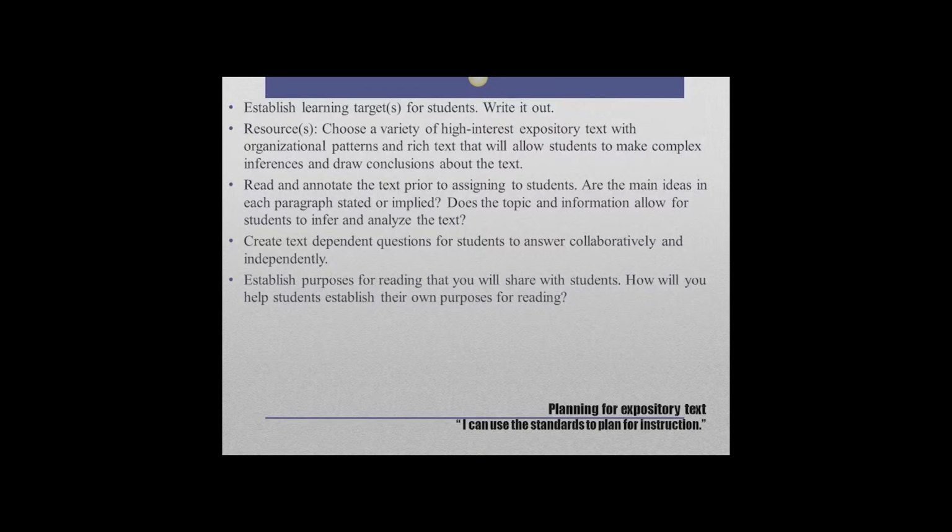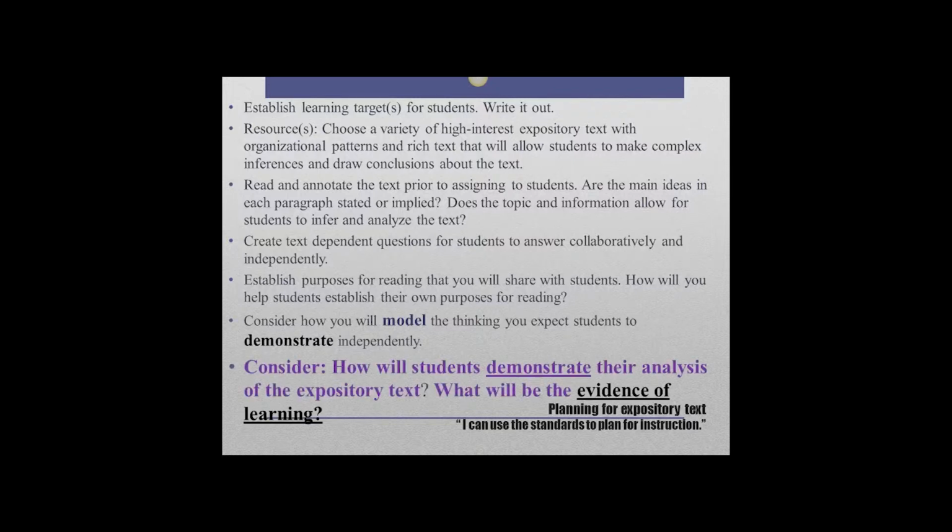Establish purposes for reading that you will share with students. And how will you help students establish their own purposes for reading? Consider how you will model the thinking you expect students to demonstrate independently. And lastly, consider how students will demonstrate their analysis of the expository text. What will be their evidence of learning?